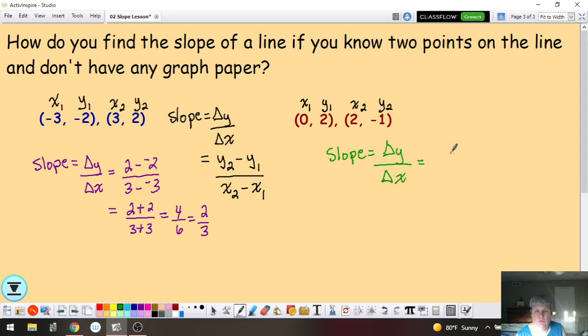To find that change in y, I take the second y value, subtract the first y value. So -1 subtract 2 over second x value, subtract first x value. So 2 subtract 0. -1 subtract 2 is -3. 2 subtract 0 is 2. I cannot simplify 3 over 2, nor am I going to write this as a mixed number, so my slope is -3 over 2.